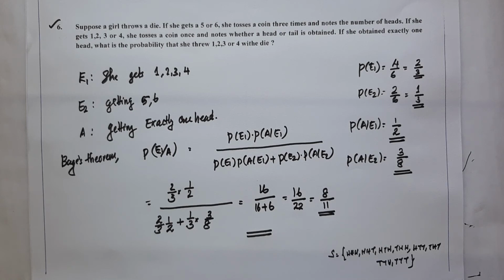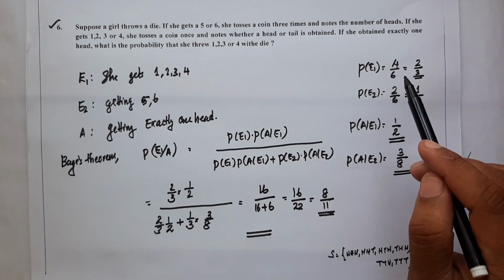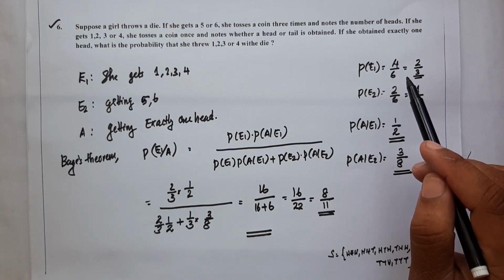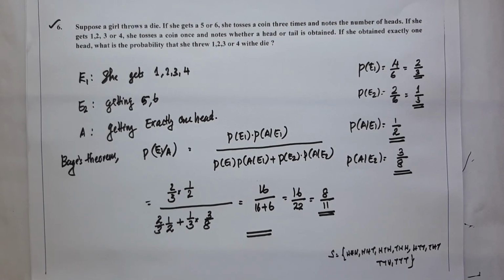P of A given E1, that means the probability of getting exactly one head when E1 happens. E1 means 1, 2, 3, 4 on the die, then the girl tosses a coin a single time, and the probability of getting exactly one head is 1 by 2. When 5 or 6 is thrown, she tosses a coin 3 times, and the probability of getting exactly one head is 3 divided by 8. That is P of A given E2. Now we substitute these values into the definition, and we get the answer 8 by 11. Okay, that's all.